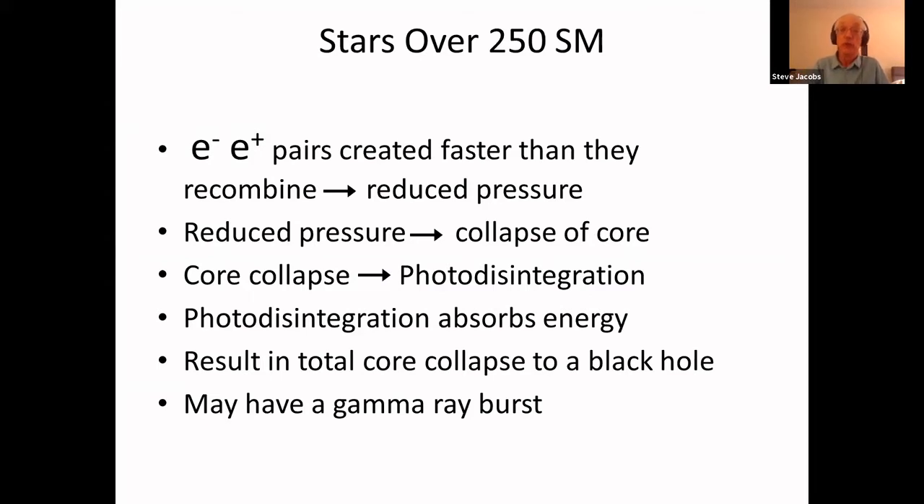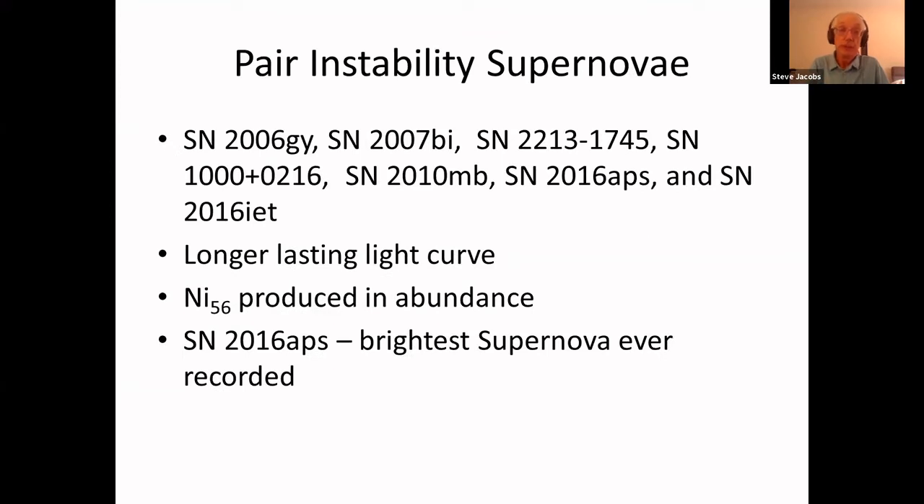So how do we even know that these things exist? We have a listing of possible pair instability supernovae, SN 2006gy up to SN 2016iet.